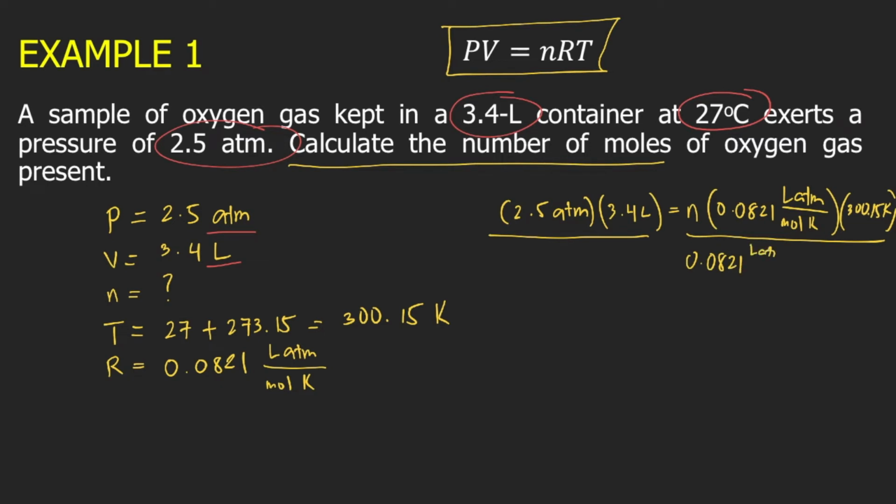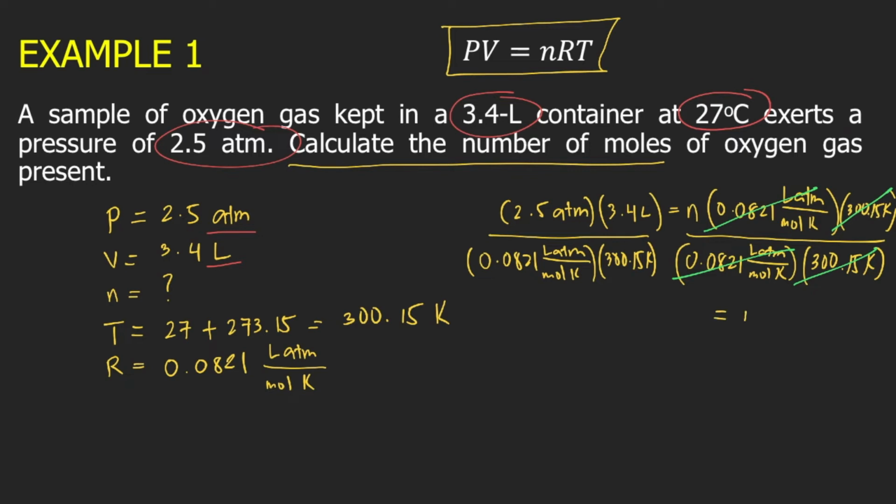0.0821 liter atmosphere per mole Kelvin and 300.15 Kelvin. And you do the same thing on the other side. 0.0821 liter atmosphere per mole Kelvin times 300.15 Kelvin. So R will cancel on the right side as well as temperature. So what remains on the right side is N.